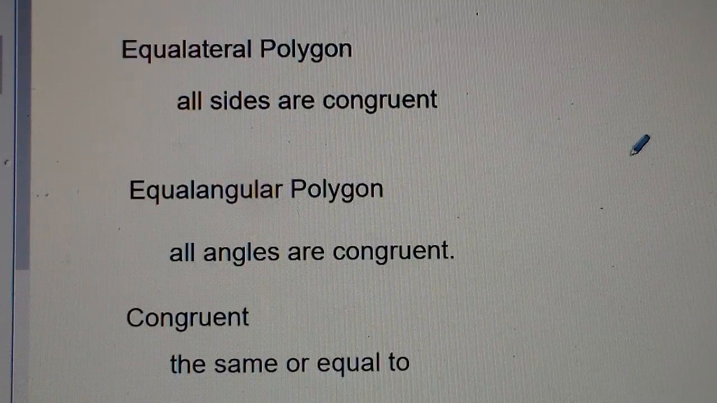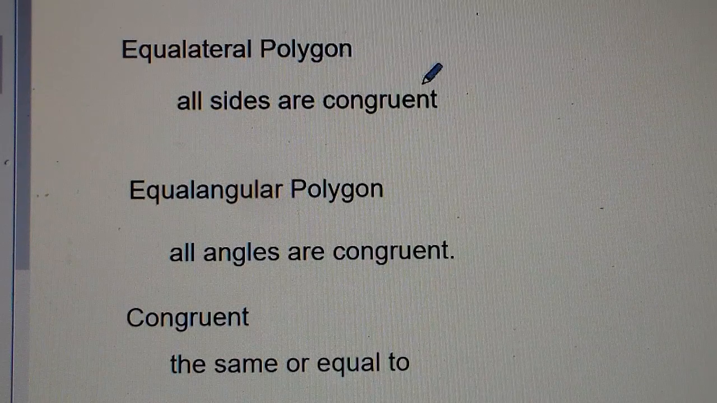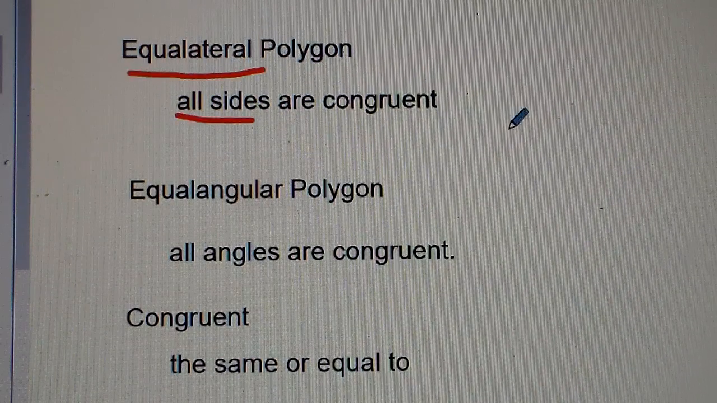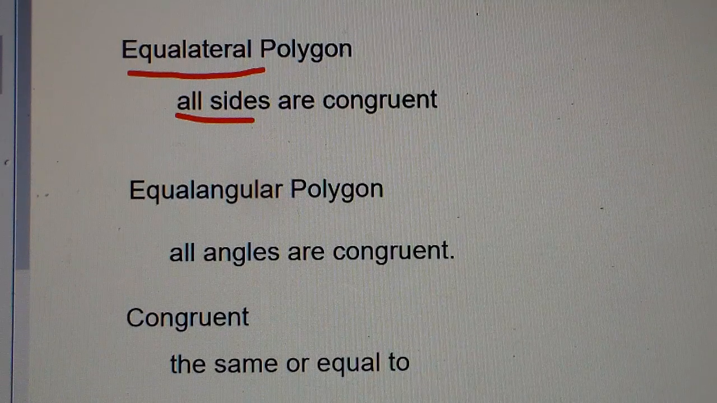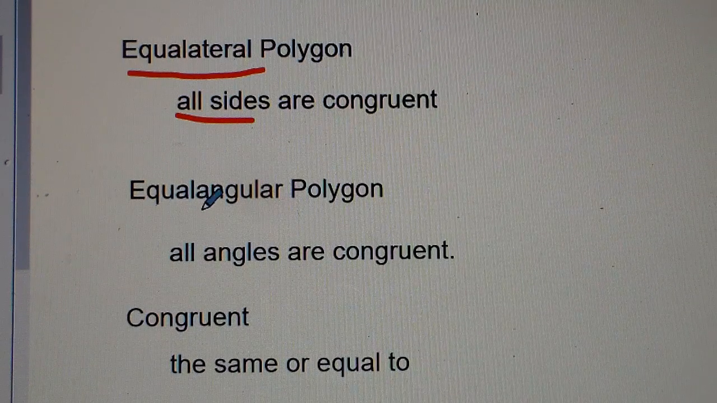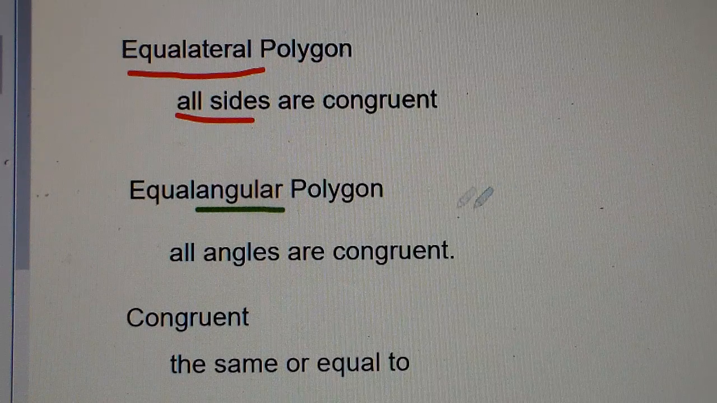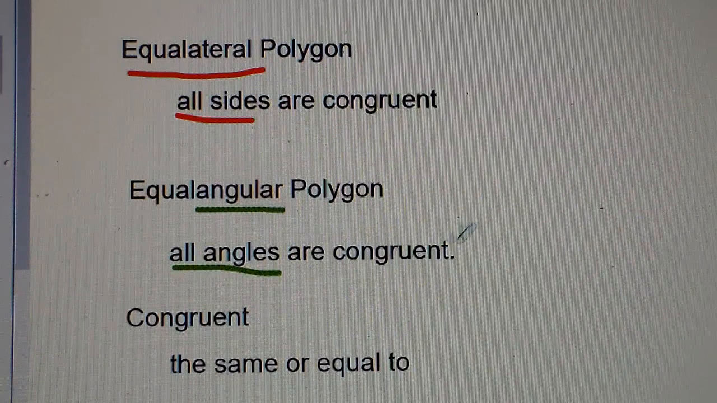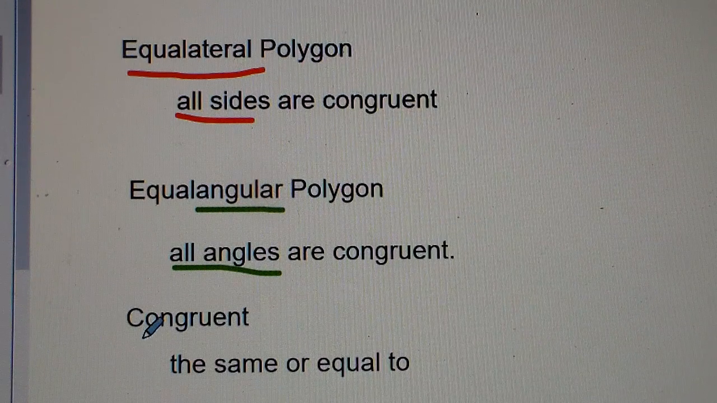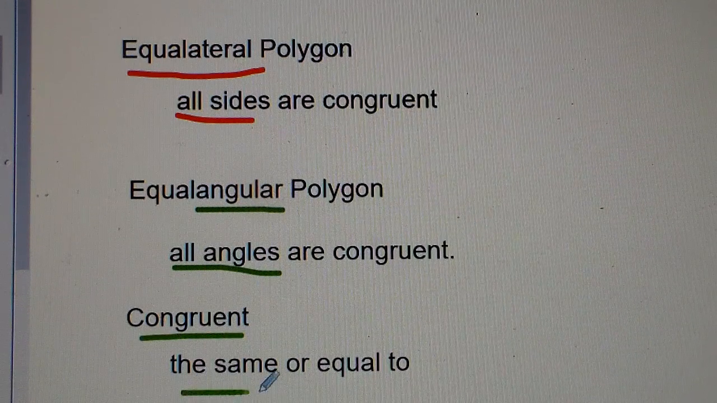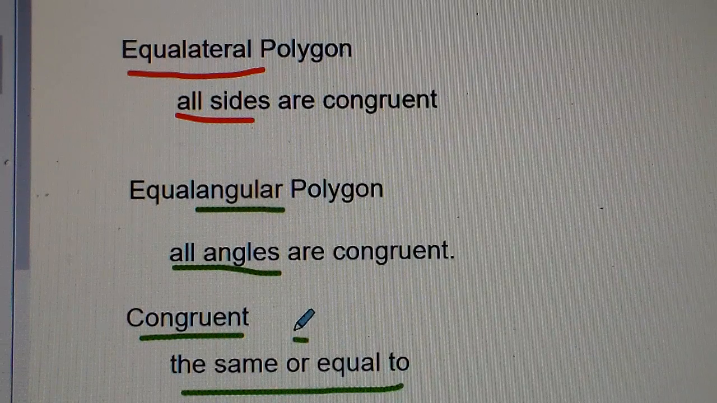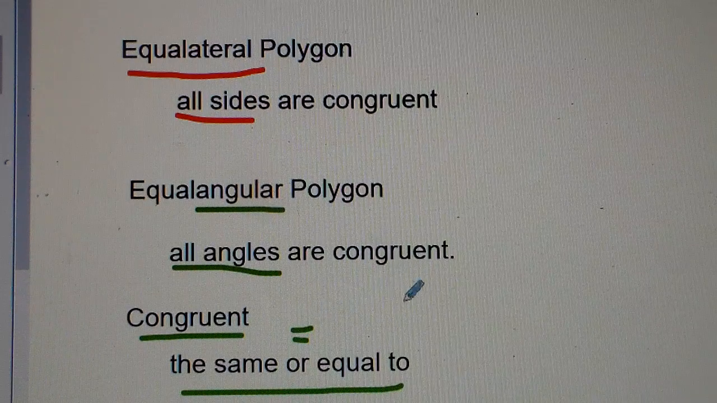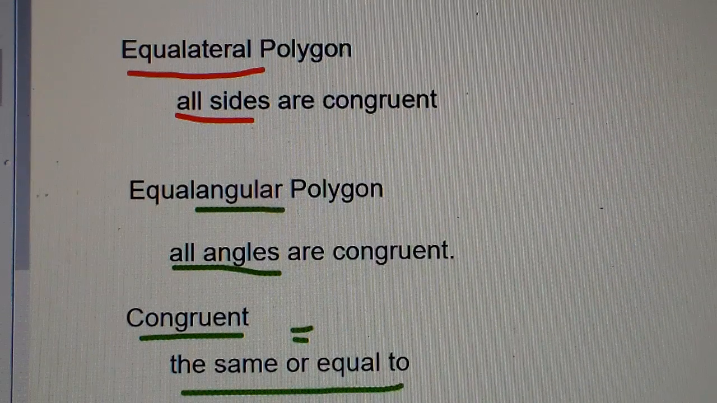Alright, so an equilateral polygon is when all sides are congruent. Equiangular is when the angles are the same, meaning all the angles are congruent. So an equiangular polygon has all angles congruent. And the word congruent, if you didn't know, means the same or equal to. That means all the sides have the same length, or all the angles have the same measure. So that's the definition of congruent, if you didn't know that already.